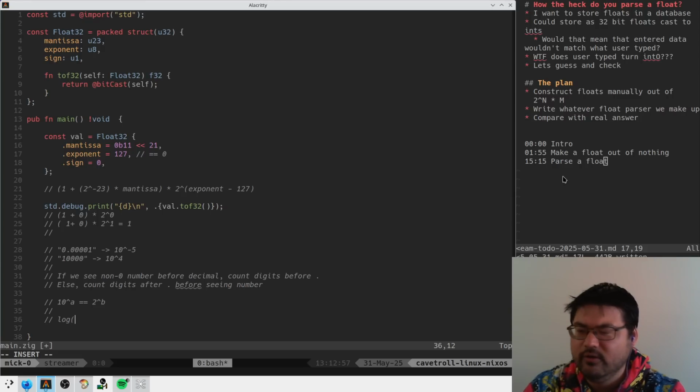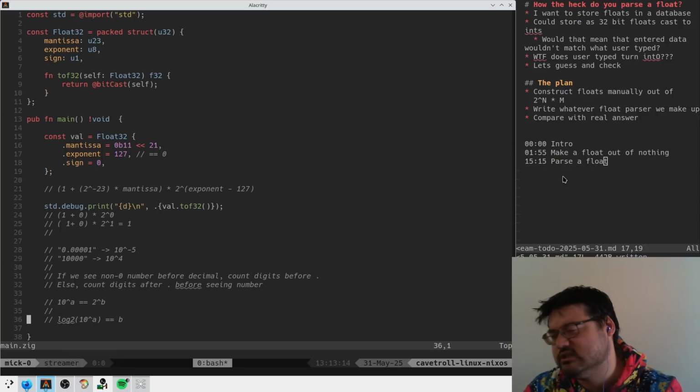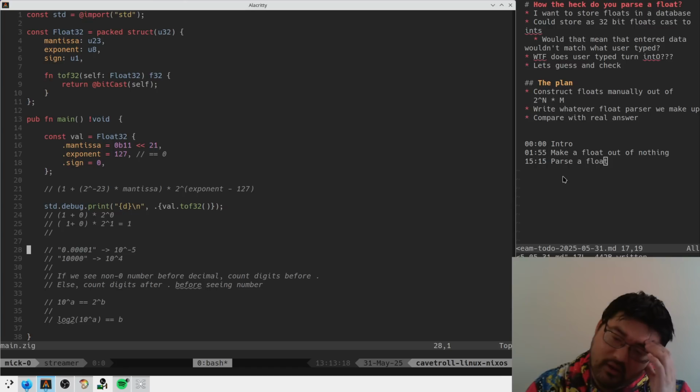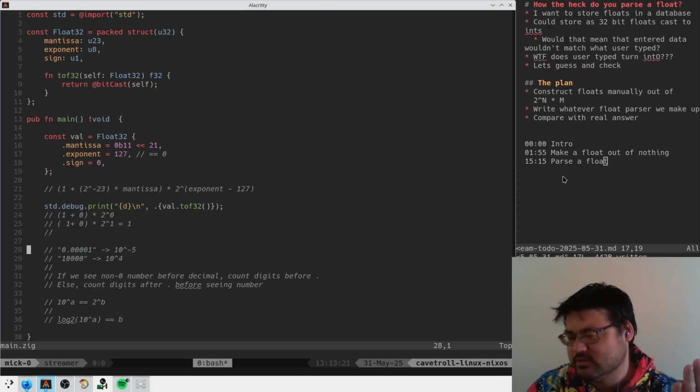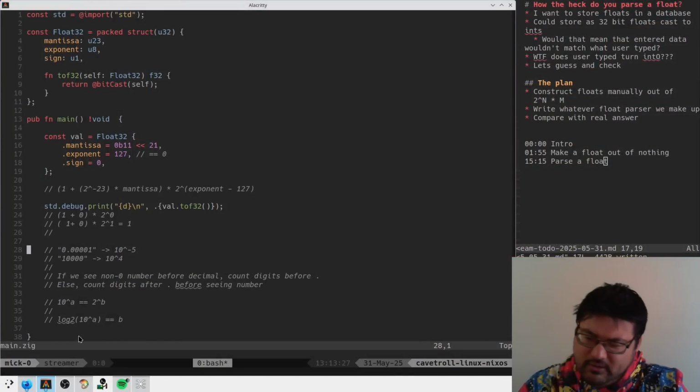You could do log base 2 of 10 to the A is equal to B, right? I think. So this would give us the exponent if we get the power of 10 right. I don't know how accurate that is. I guess with rounding, it's probably okay. Probably? Is that right? Let's see.